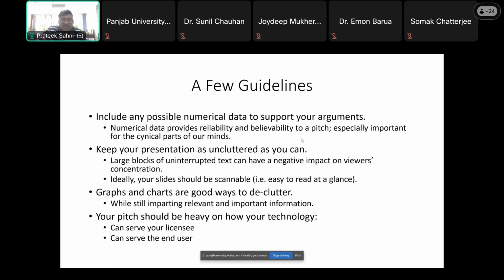Ideally, your slide should be scannable, that is to say, easy to read at a glance. Any important information that you want to convey has to be isolated so that the eye can catch it. Graphs and charts are a good way to declutter while still imparting relevant and important information. Some images of your inventions, if relevant, should also be included, as that will again give a more engaging presentation. And like I said before, our pitch has to be heavy on how our technology can serve our licensee and then serve the end user.